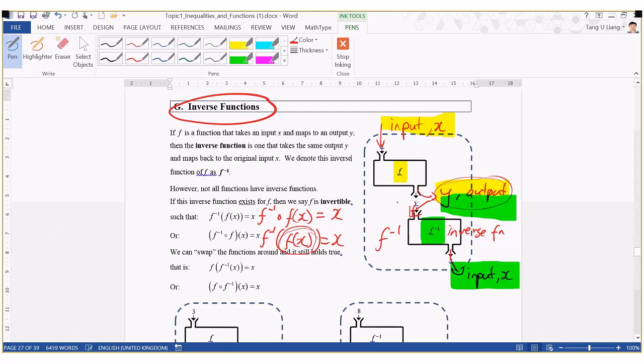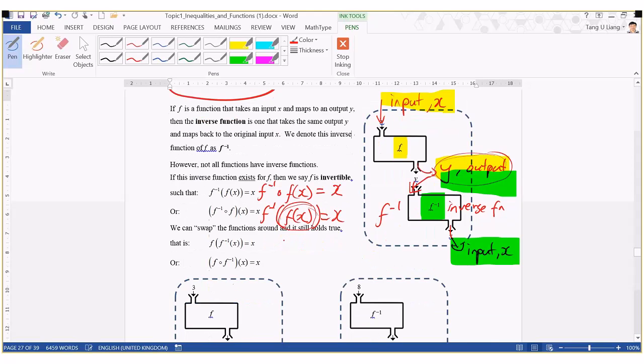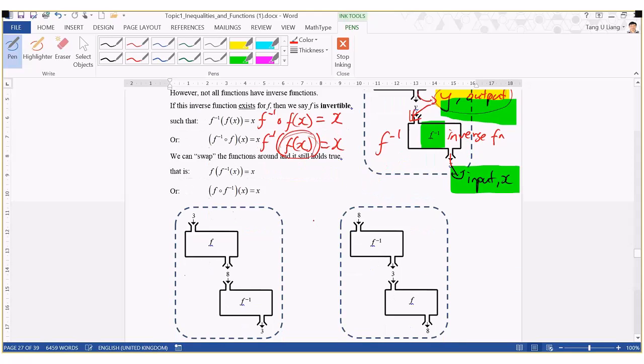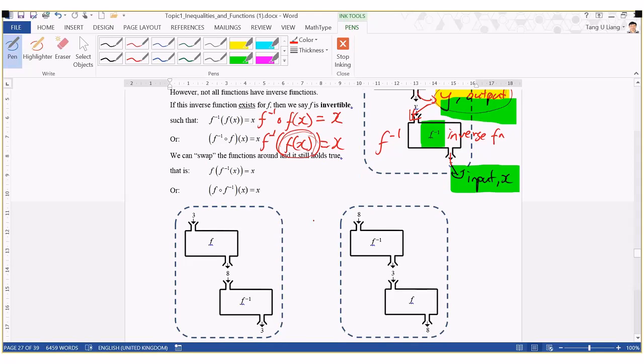You guys have an idea of what an inverse function is supposed to do? Let me just give you an example. Let's say your function, whatever it may be, takes in the input 3 and produces 8 for you. So what is f inverse supposed to do? Well, guys, we look at this box over here.